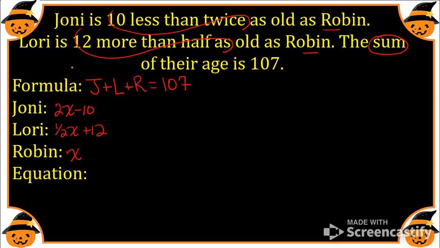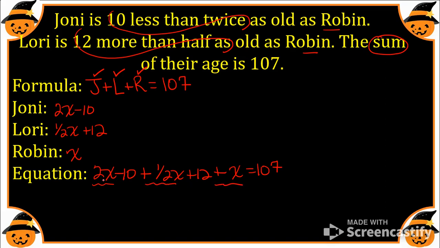And then I'm going to use the formula as a little checklist. So for J, we're going to say 2x minus 10 plus, for Lori, we're going to use 1/2 x plus 12 plus, and then for Robin, we're going to use the x equals 107. Now let's combine our x terms. So that's 2, 1/2, and another 1. So that is 3 and 1/2 x. And then we have minus 10 and plus 12.